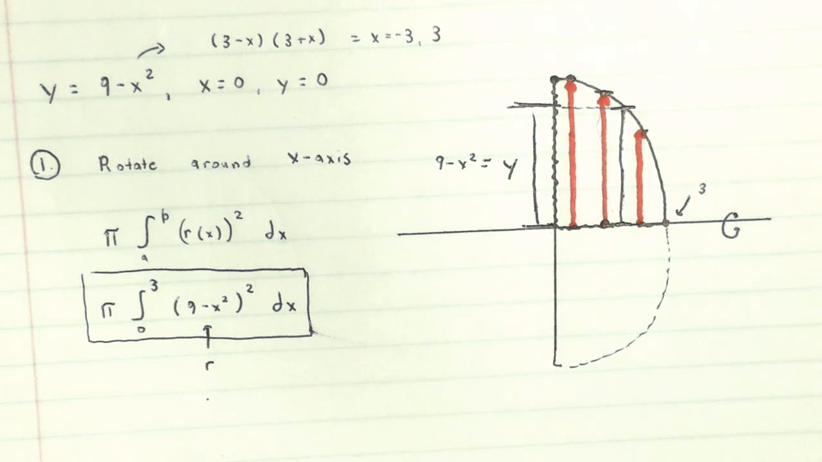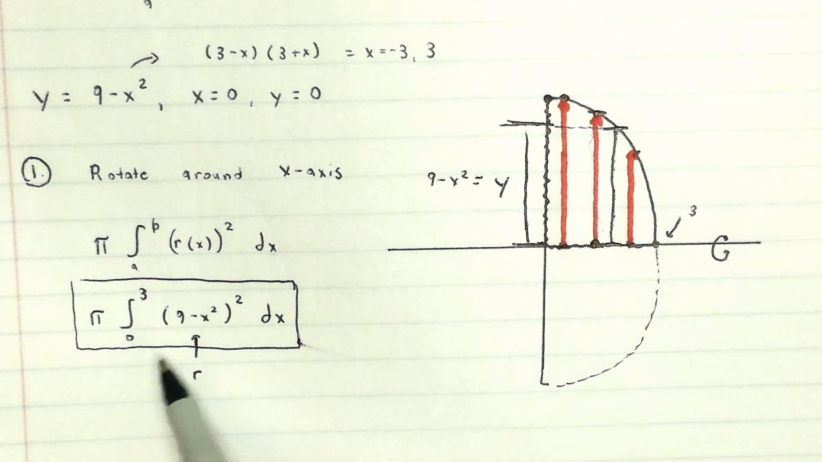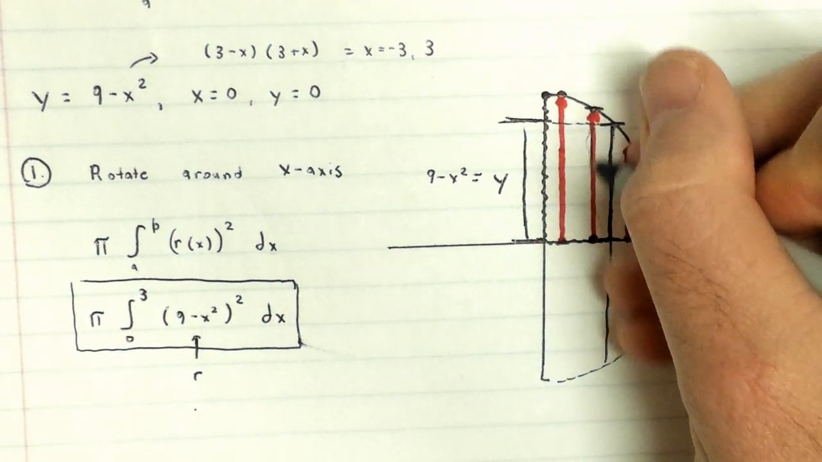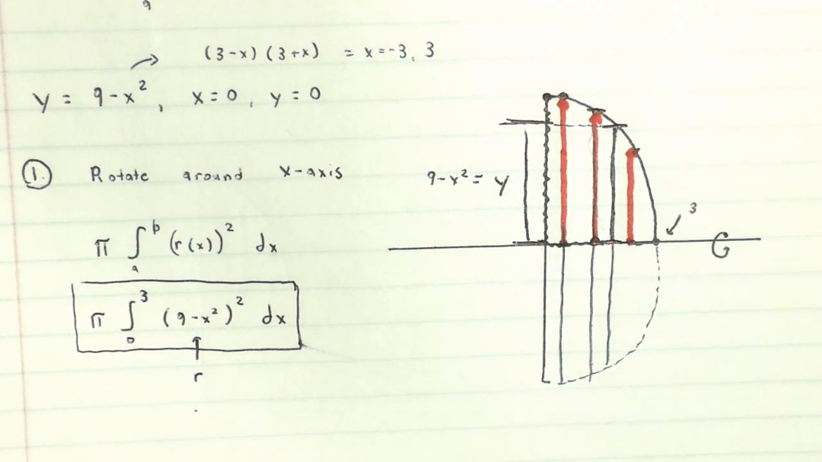Are you finding the volume of the whole thing? I'm finding the volume of the whole thing. So you're, yep, not just finding the area in the first quadrant? Correct. This tells me the volume of the entire thing, because these disks actually go all the way down. Yeah, that's what we're finding. This is the volume of the entire thing.